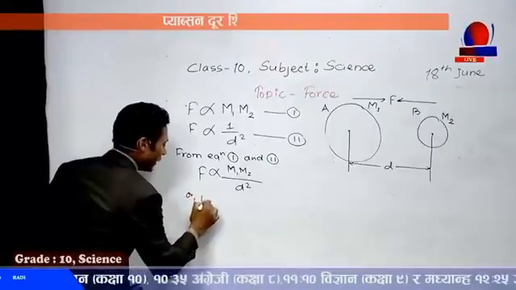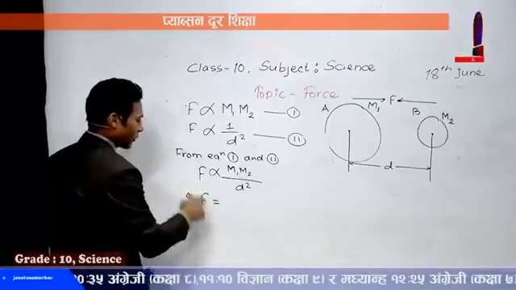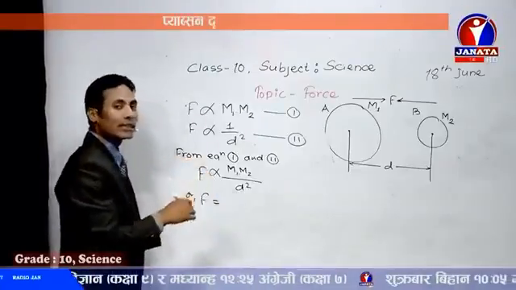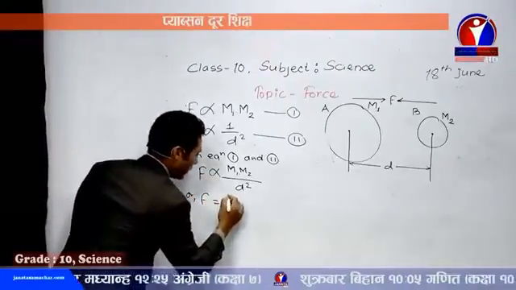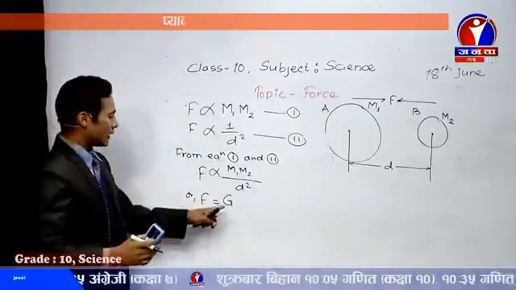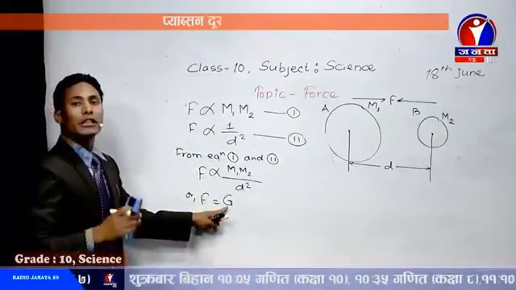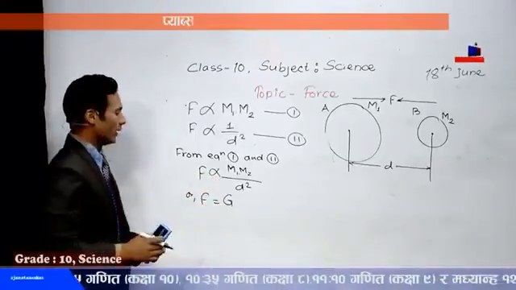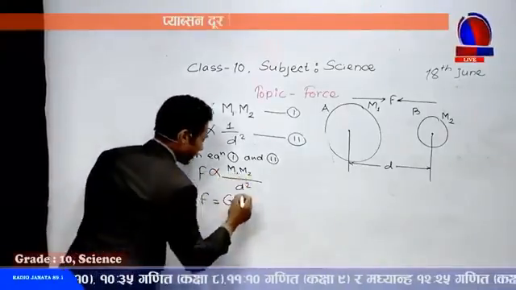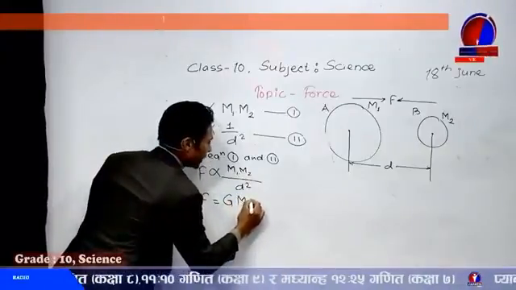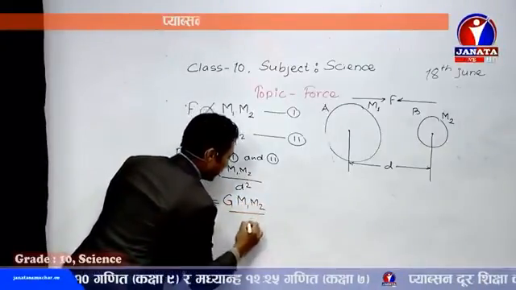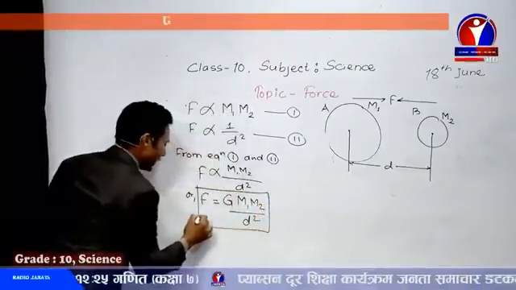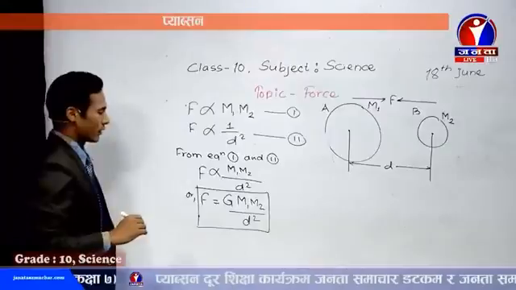That means F equals to, instead of the proportional sign, I have used the equal to sign. And here you have to insert some constant, which is called G. Here, G is the gravitational constant. It is also called the proportionality constant, called the gravitational constant. So this one is G m1 m2 by d square, which is the formula for calculating the gravitational force, right?